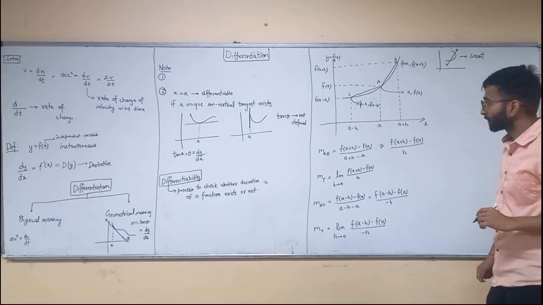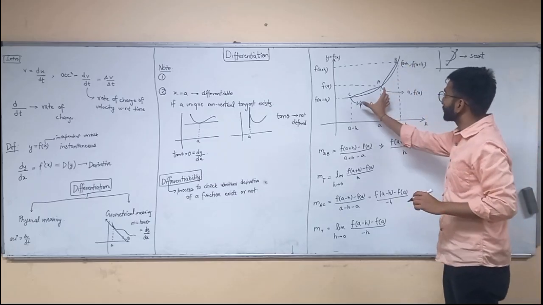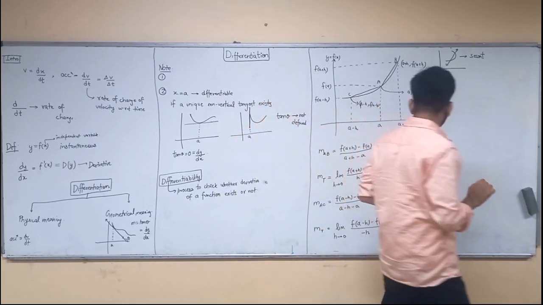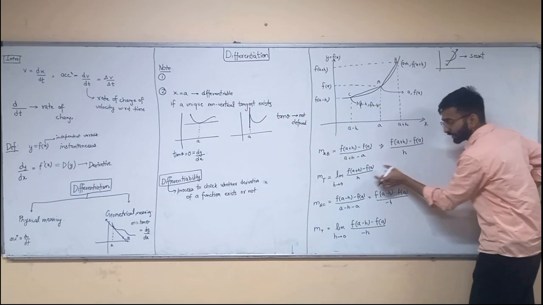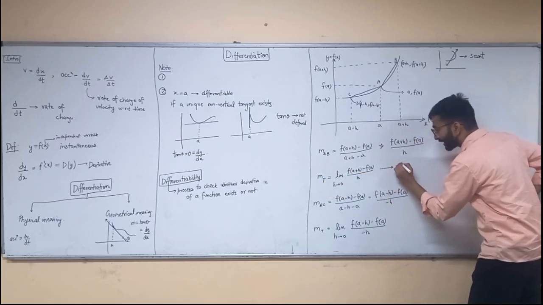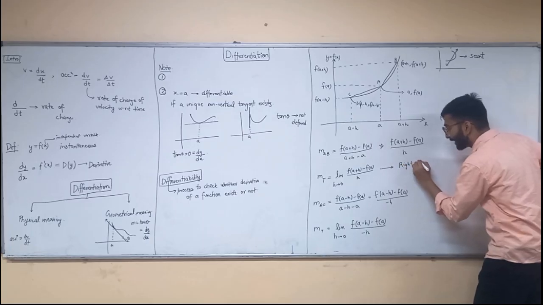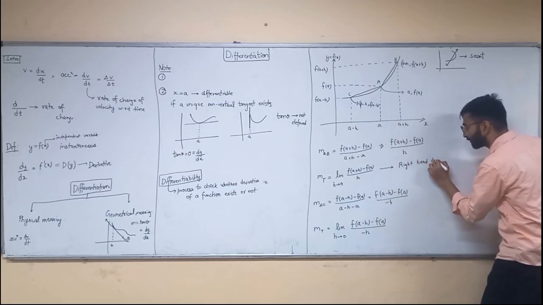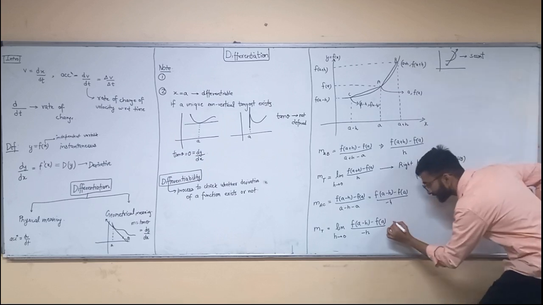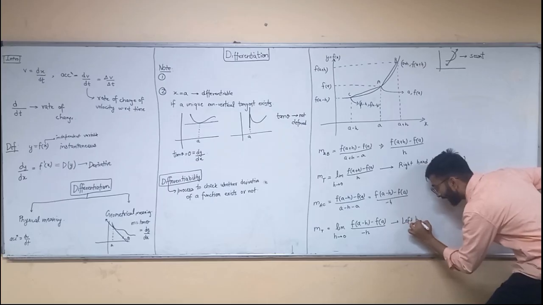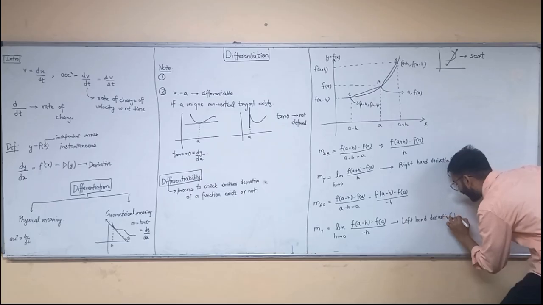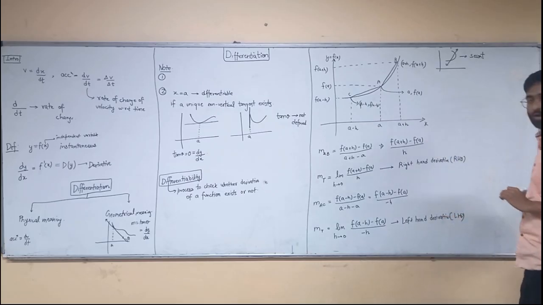Alright, students. And when these two lines become a tangent at point A, don't you think those tangents will be equal? These two tangents will be equal, and that's why we call this the right hand derivative, RH, and this is the left hand derivative, LH. Alright, friends.